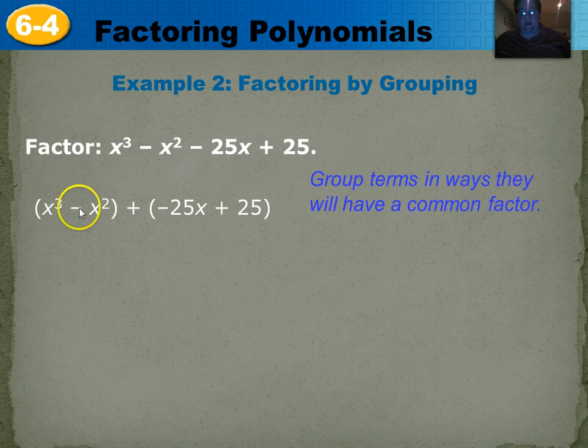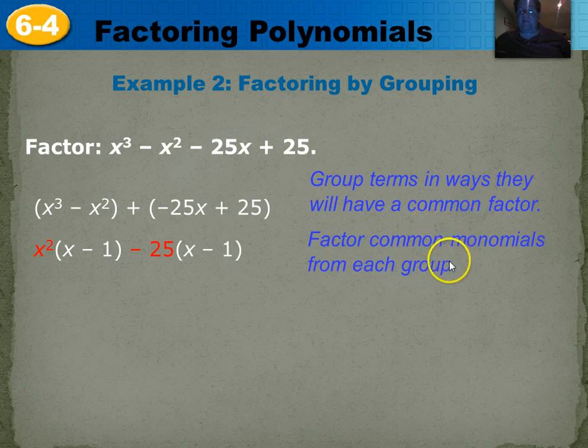I look at x cubed and x squared. Both of them have the same coefficient, a 1, and they're opposite signs. When I look at the negative 25x and the positive 25, same coefficients, opposite signs. That's a good way to factor. Alright, now I'm going to factor out a common monomial from each group. I pull an x squared out of the first one, and I'm left with x squared times x minus 1.